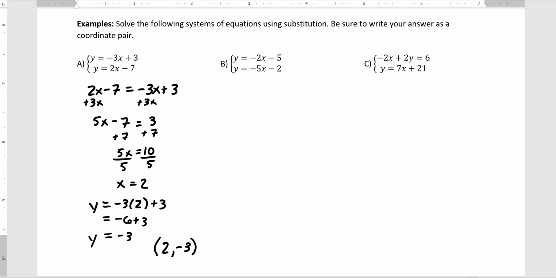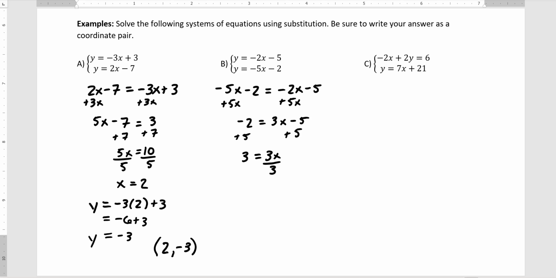Let's try this one here, letter B. y equals negative 2x minus 5, y equals negative 5x minus 2. So once again, we have both of the variables already isolated, so I can just set them equal to each other here. So negative 5x minus 2 equals, what's this y, equals negative 2x minus 5. Fantastic. I'm going to start by adding 5x to both sides, plus 5x. When I do that, I get negative 2 equals 3x minus 5. I'm going to add 5 to both sides, add 5. Negative 2 plus 5 is 3. So 3 equals 3x, divide by 3, divide by 3, and I find that x equals 1.